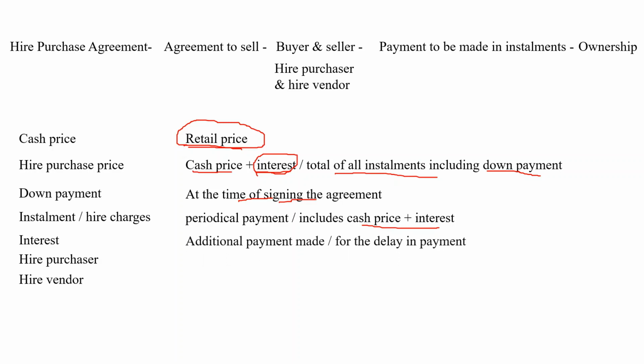Now what is interest? Interest is the additional payment or the compensation which is paid by the buyer to the seller for the delay in payment. This compensation is paid for what? For the delay in payment. If the payment is made immediately, then the buyer has to pay only the cash price. Since he is delaying the payment, additional charges are added, that is interest is added, and he is paying the hire purchase price. So interest is nothing but the compensation which the buyer is paying to the seller for the delayed payment.